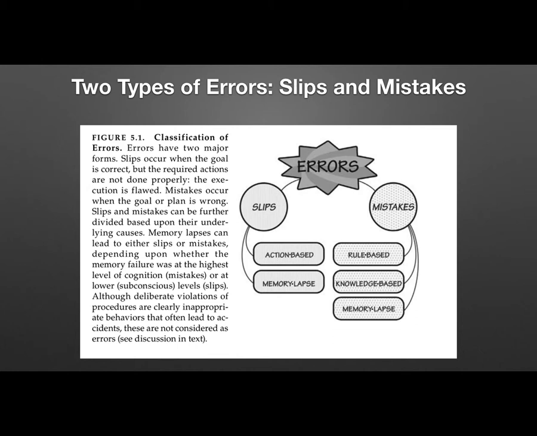If we look at mistakes, those can be in three categories: rule-based, knowledge-based, and memory lapses. Memory lapses can comprise either side of this, but mistakes are more thought of as the goal or the planning being incorrect. This could definitely be a knowledge deficit. If you're not completely informed about what you're doing, you can make a mistake because you're using knowledge that's not the knowledge you need to be using. And this does leave out the idea of malicious intent, so we'll just ignore that for now.